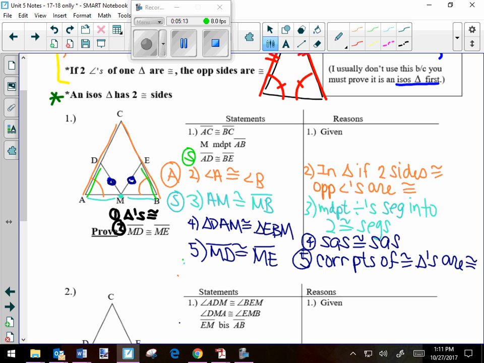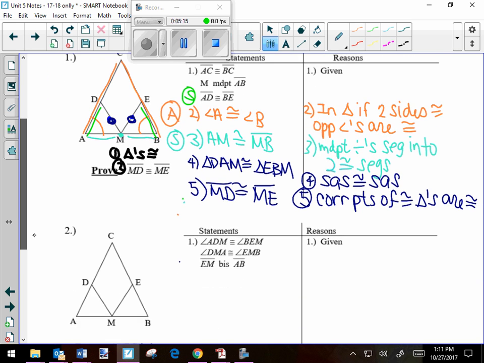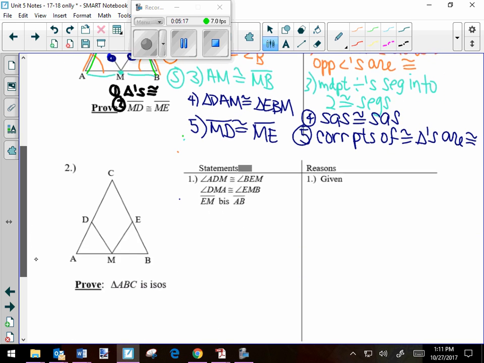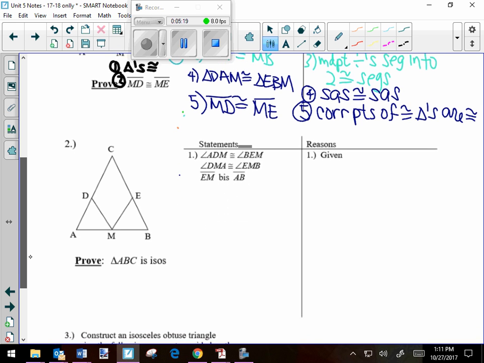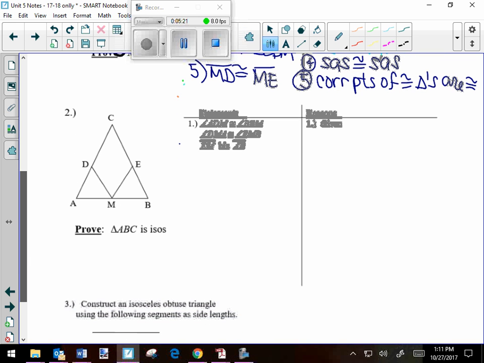For proof 2, I would strongly recommend that you try to do that on your own. Pause the video, try to do it on your own. And then if you can't and you need to come back and take a look at it, feel free, or you want to check it at the end. So if you'd like to pause the video now and come back, feel free to do that. I'm going to continue on with this proof.